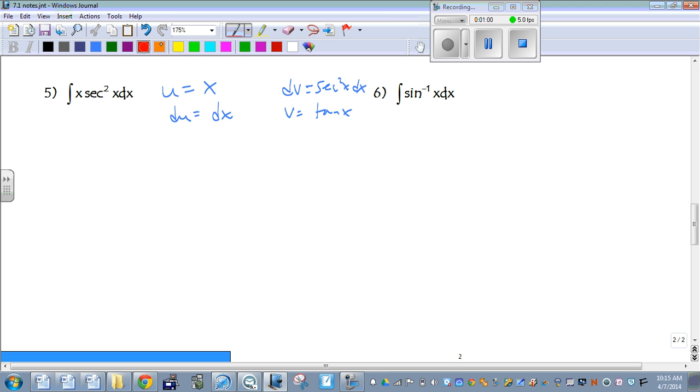So now we've got all our parts, we can go ahead and set this up. We're going to be equal to u times v minus antiderivative of v du. So we get x times tangent of x minus antiderivative of tangent of x dx.